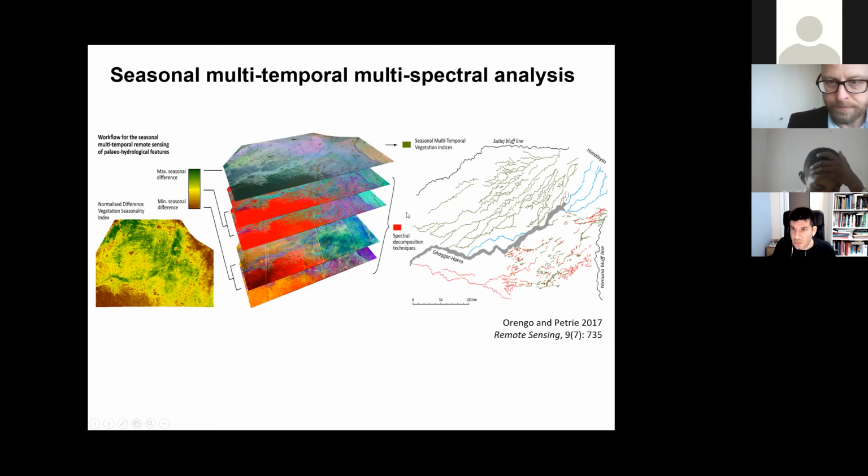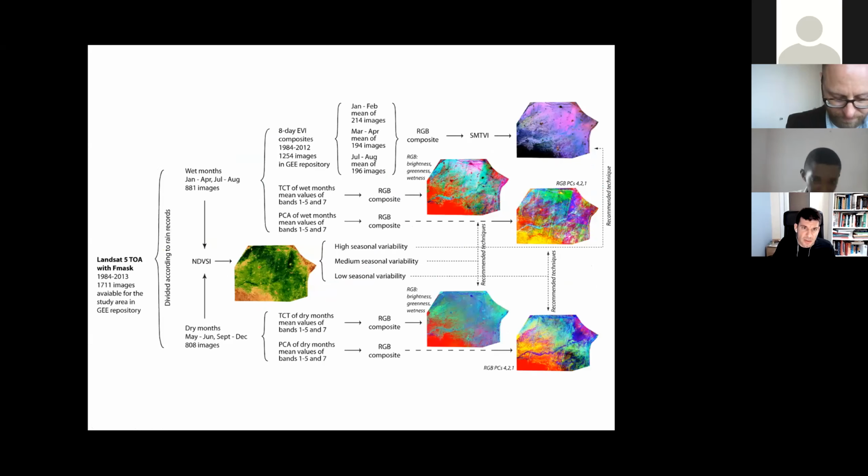This allowed us to find, I think it was around 70,000 kilometers of paleo rivers. Here you have in the scheme, you can see the main rivers we detected. In green was the seasonal multi-temporal vegetation index, and in red you see the areas where the seasonal variability was lower. The spectral decomposition techniques were very useful. So this is a scheme of how we did this.